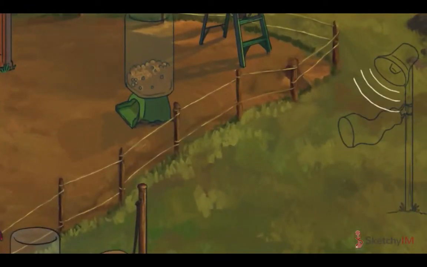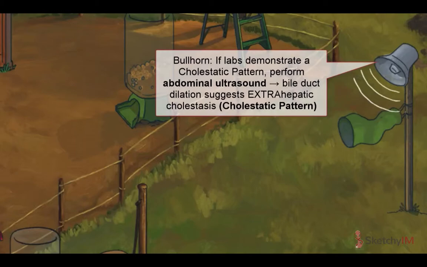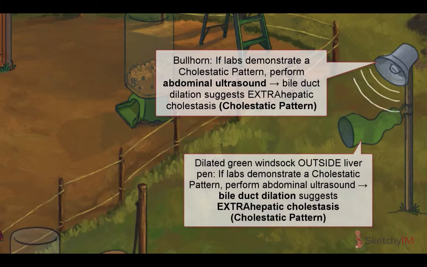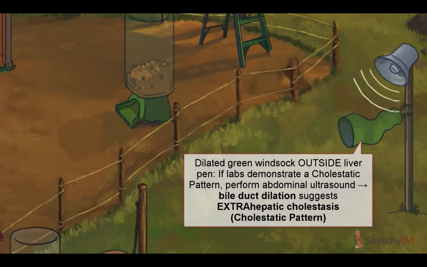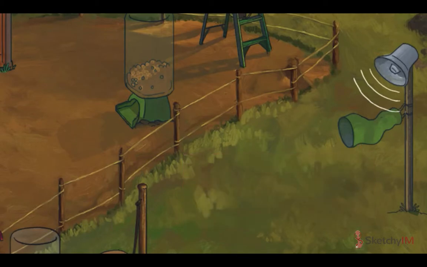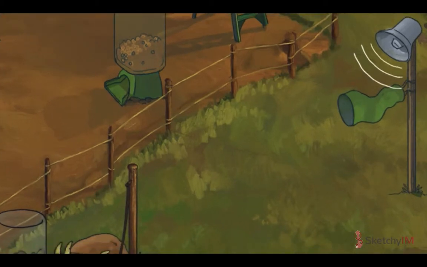Right upper quadrant ultrasound. In patients with a cholestatic lab pattern, ultrasound is typically the next best step of the workup. Extrahepatic cholestasis often presents with dilated bile ducts as a result of increased intraductal pressure behind the site of obstruction. Depending on the location of the obstruction, the dilated ducts may be extrahepatic or intrahepatic or both. To remind you that duct dilation is a feature of extrahepatic cholestasis specifically, we've placed this dilated green windsock outside the liver pen. In contrast, the bile ducts usually appear normal in intrahepatic cholestasis.